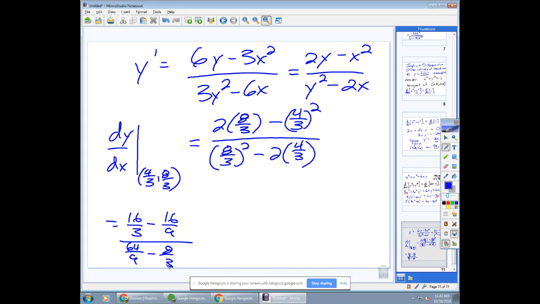Minus 8/3. And then what I would do next is multiply top and bottom by 9. That gets rid of all fractions within the fractions. 9 is the biggest common denominator.